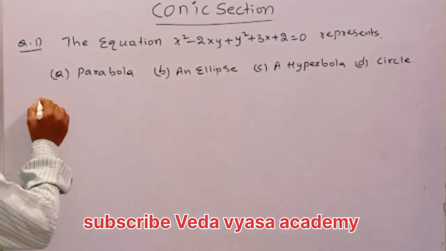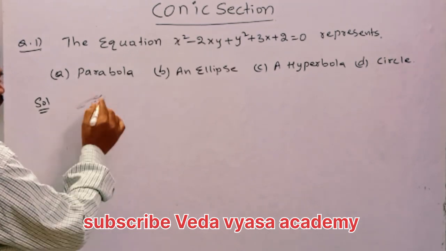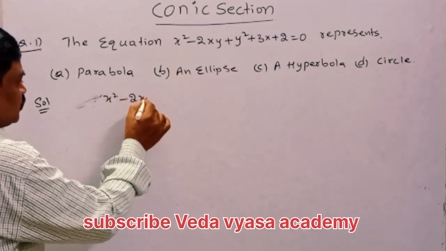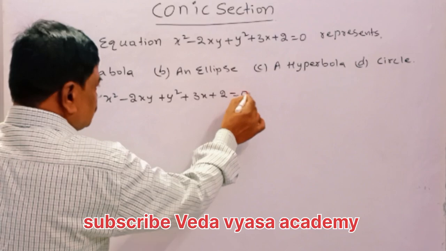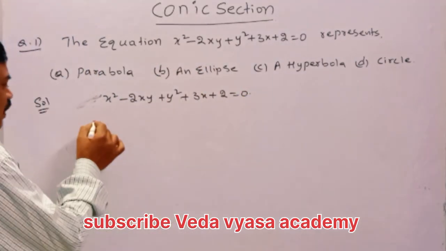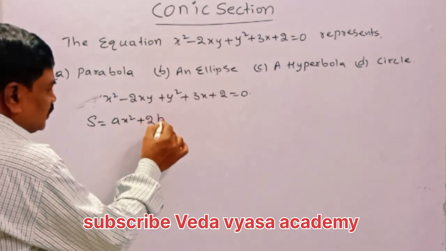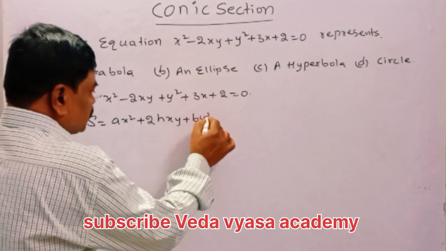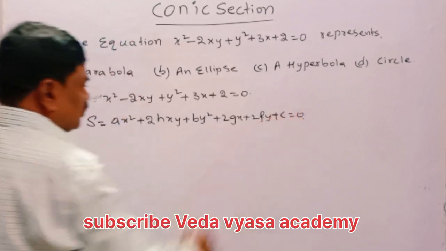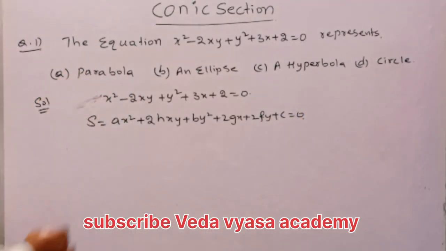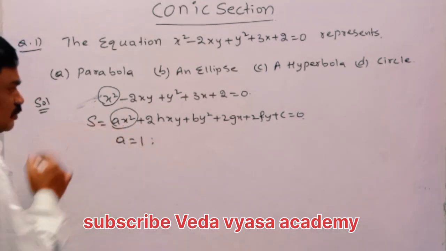So the given equation is x square minus 2xy plus y square plus 3x plus 2 is equal to 0. But what is the conic section equation? S is equal to ax square plus 2hxy plus by square plus 2gx plus 2fy plus c is equal to 0. You compare these two. This is the x square coefficient, so a is equal to 1.